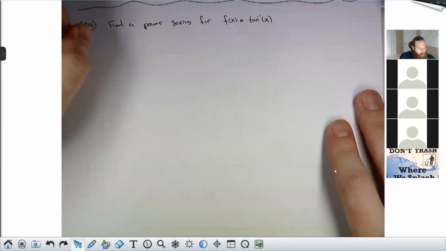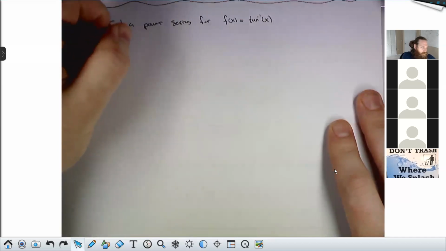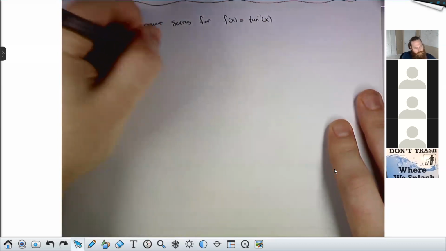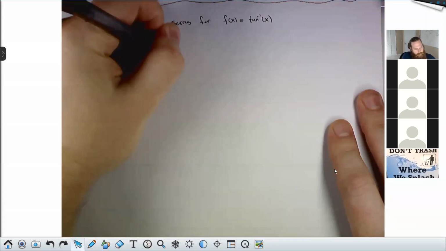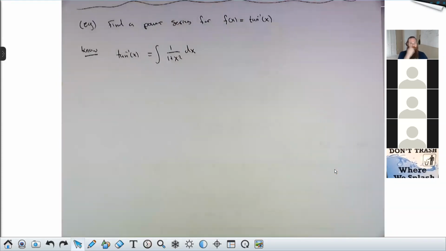So here's what I begin with. I know that the inverse tangent of x is the integral of 1 over 1 plus x squared dx. Yeah, there's a plus c, and I'm going to work that in a little bit later. But you know that when you integrate 1 over 1 plus x squared, you get arctan. I'll work the plus c down here.